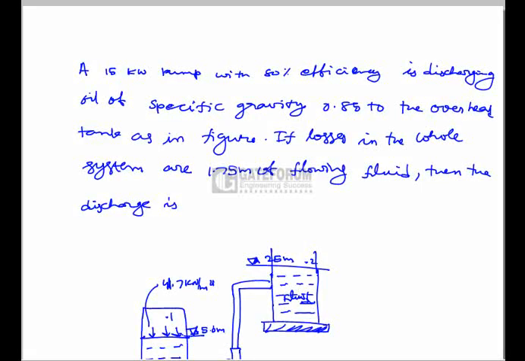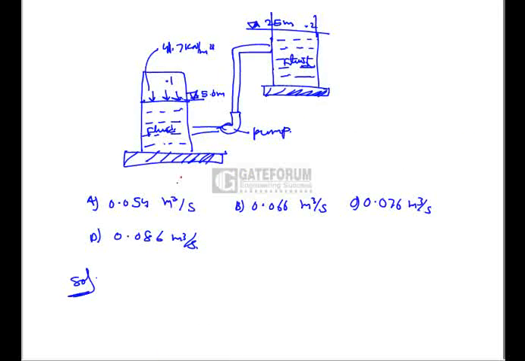A 15 kilowatt pump with 80% efficiency is discharging oil of specific gravity 0.85 to the overhead tank as in the figure. If losses in the whole system are 1.75 meter of flowing fluid, then the discharge is, here the given diagram, the fluid is pumped from this tank to this tank over a head of 25 meter, and this is a head of 5 meter. Here a pressure of 1.7 kN per meter square is applied on this fluid. So here we will have to find out the flow discharge. Here the discharge values are 0.054 meter cube per second, 0.066, 0.076 and 0.086.